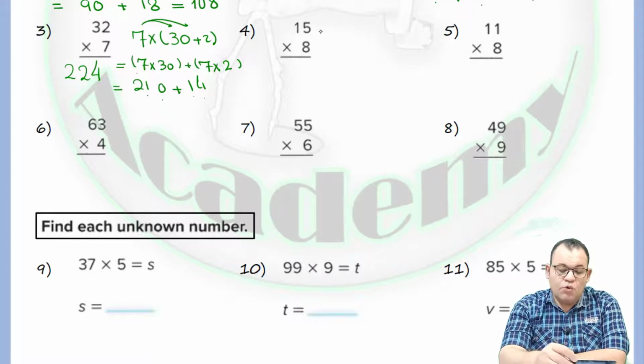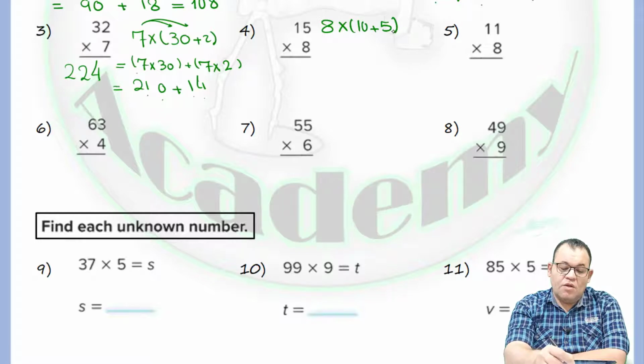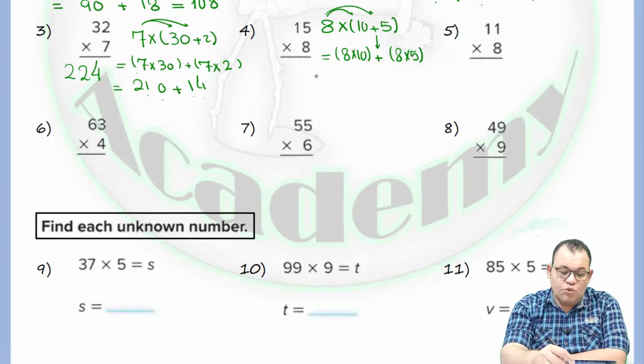In question number 4, we have here 15 multiplied by 8. So it will be equals 8 times 10 plus 5. Now we can use the distributive property, so 8 times 10 and 8 times 5. So that's the first group, which is 8 multiplied by 10, put a plus sign between them without any change, and 8 times 5. So it will be equals 8 times 10 equals 80, plus 8 times 5 equals 40.